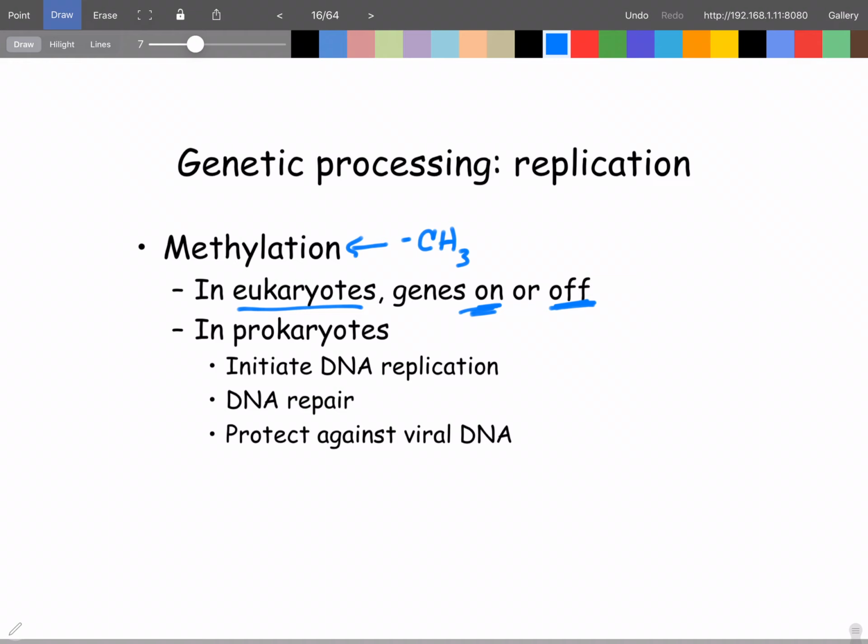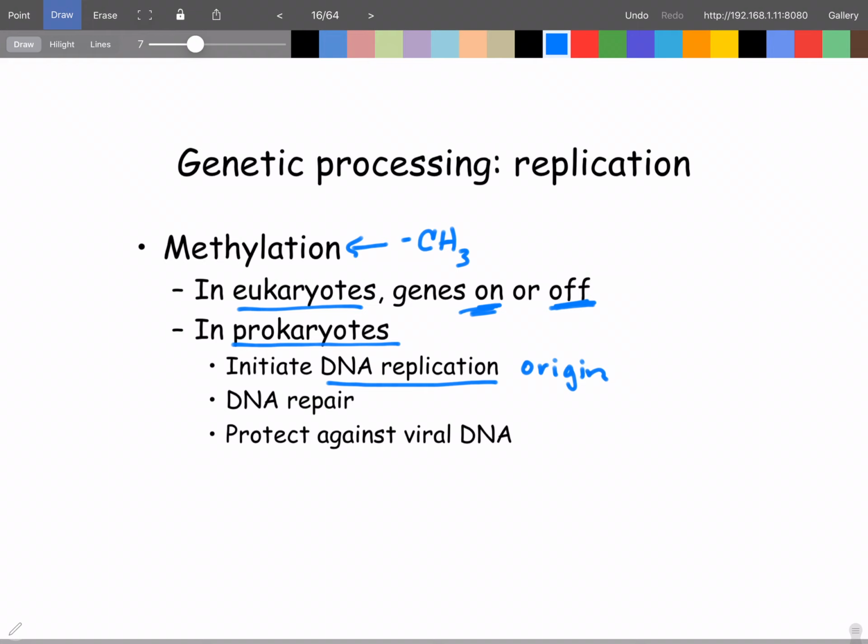In prokaryotes, on the other hand, methylation does a lot of different things. So how do enzymes know where to identify the start of DNA replication? Okay, the origin is actually highly methylated, right? And that's how those enzymes recognize that particular region of DNA.